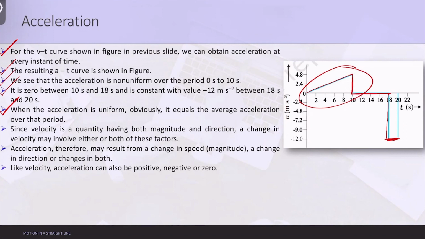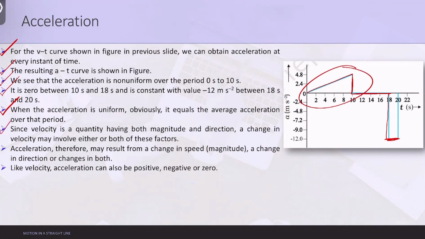Next, since velocity is a quantity having both magnitude and direction, a change in the velocity may involve either or both of these factors. Acceleration therefore may result from a change in speed, a change in direction, or a change in both. So there can be a change in acceleration in the direction also, and it can change with the change in magnitude also. Like velocity, acceleration can also be positive, negative, or zero. Fine. So that was all about acceleration.